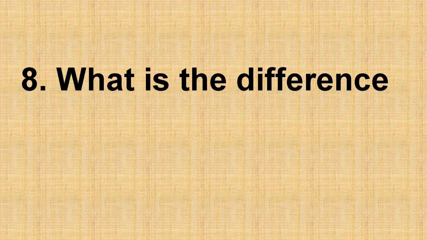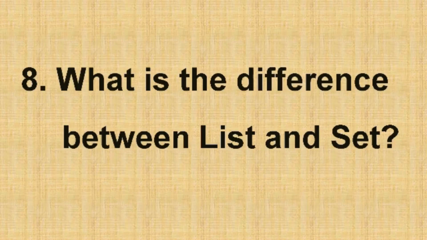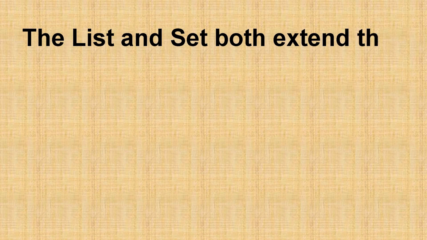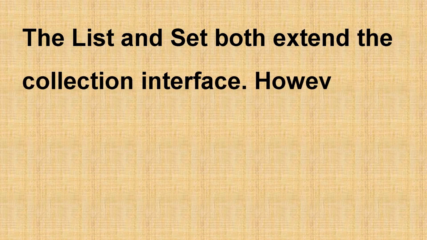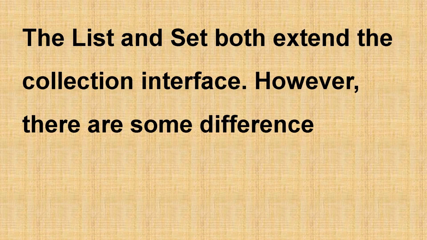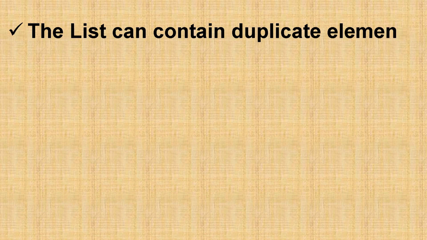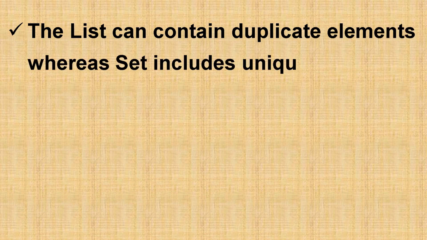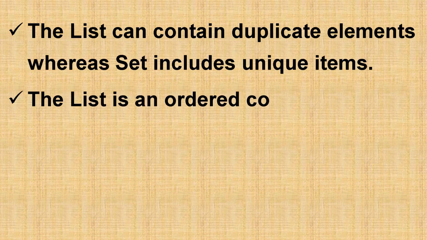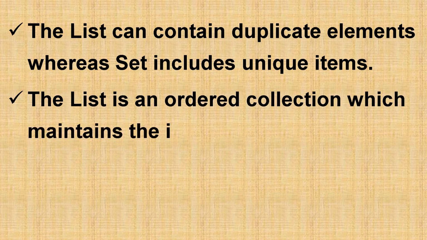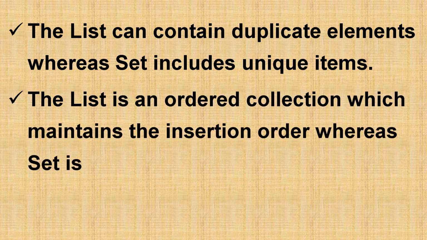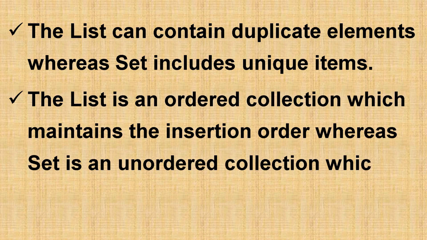What is the difference between list and set? The list and set both extend the collection interface. However, there are some differences between the both which are listed below. The list can contain duplicate elements whereas set includes unique items.